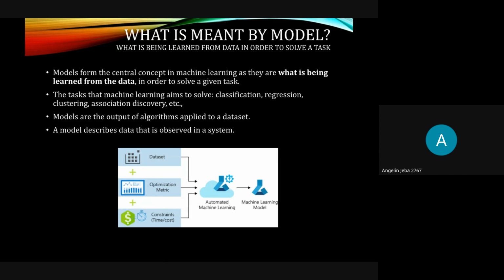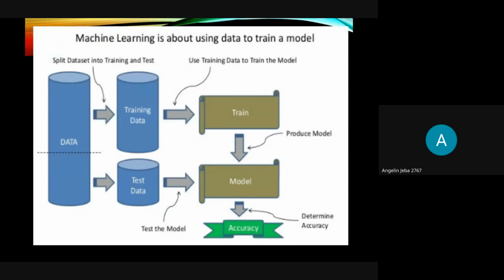Okay, so that is the association discovery, and the models are the output of the algorithms applied to the data set. Okay, so the model describes data that is observed in the system. For example, the output that we get, that is the model. This is the machine learning model, and machine learning is about using data to train a model.